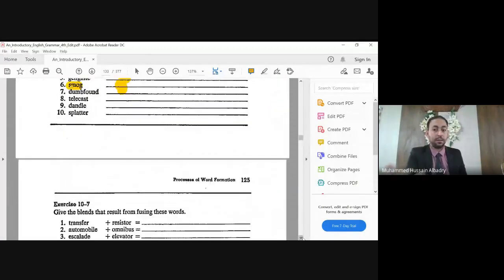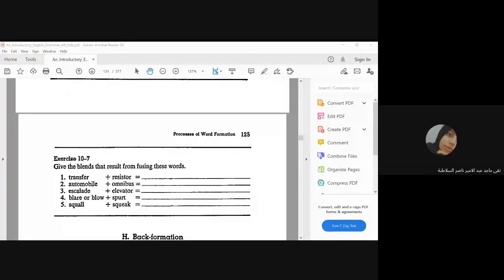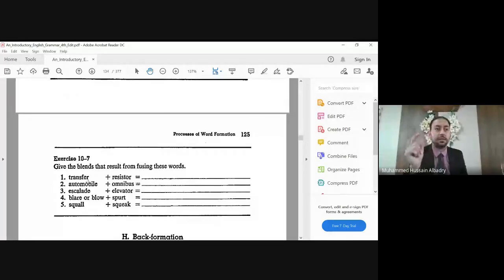See, we have here another word, fusion, as I told you. Fusion means mixing. Okay, mixture we have. For example, transfer resistor. Transfer resistor. Who can do this one for me? Transfer resistor. Sir, transistor. Transistor. And you know transistor.